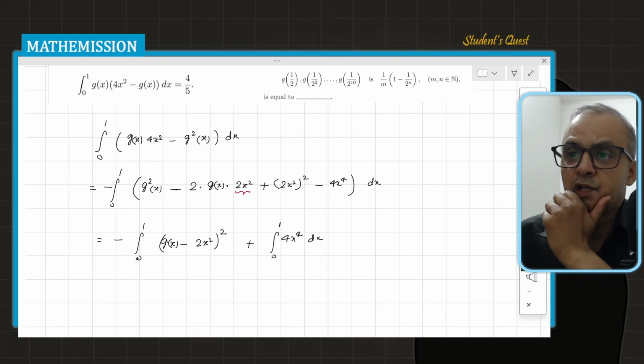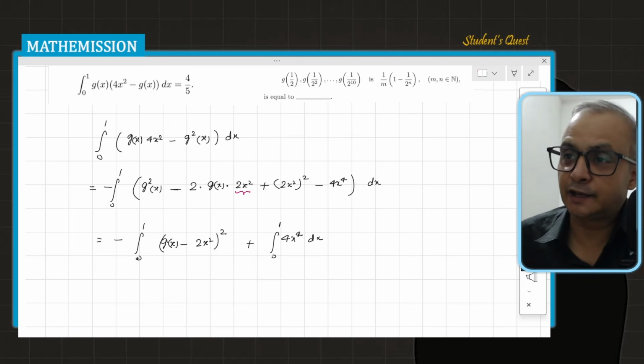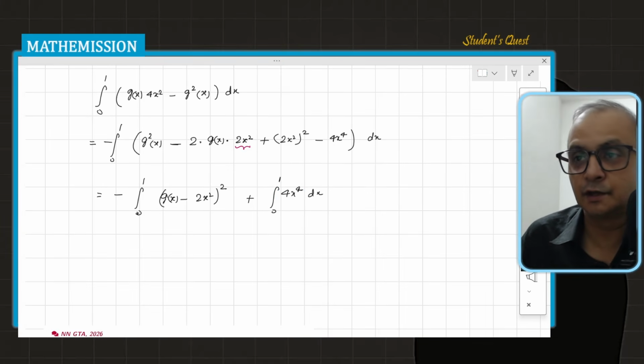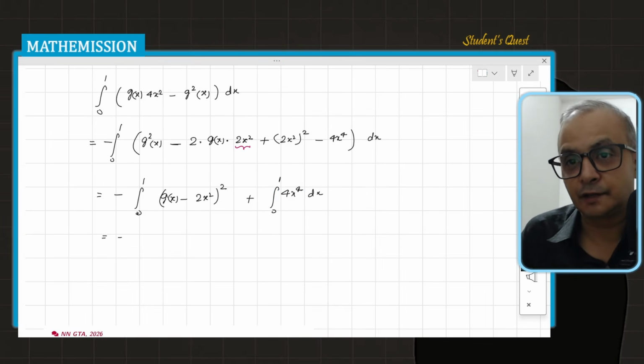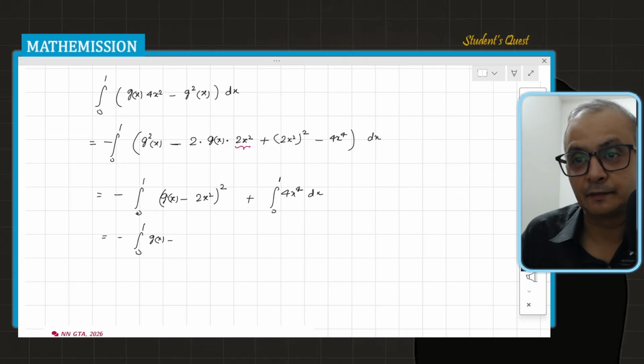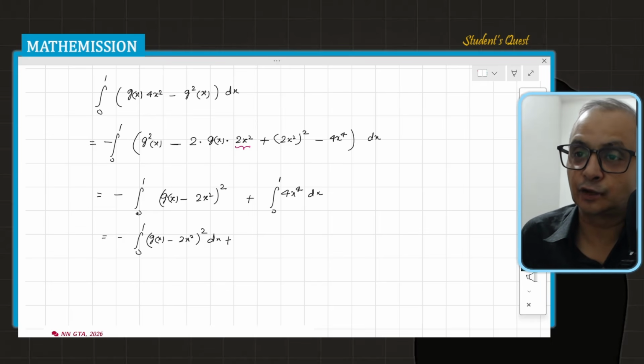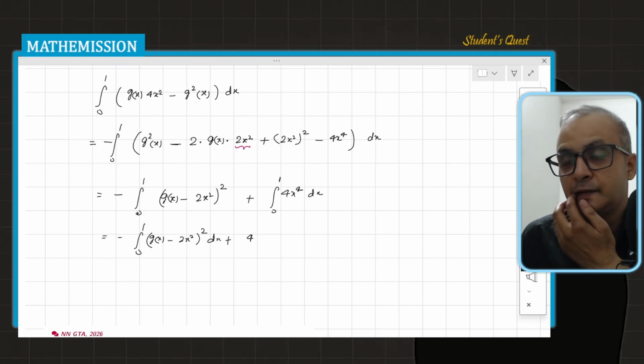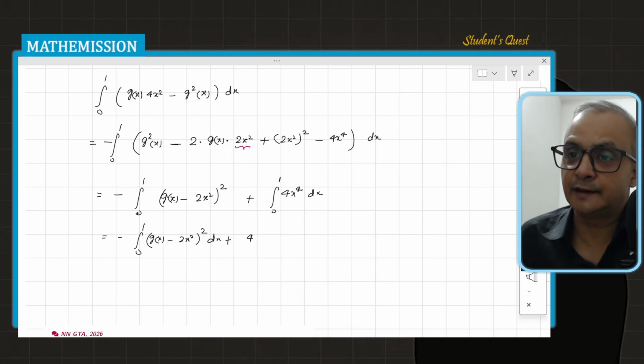Alright, so this integration is not so bad. We have done this kind of thing many times. So what we get is the integration here, 0 to 1 of (g(x) minus 2x squared) the whole squared dx, and this is going to be 4 times x to the power 5 by 5. So you can see there x to the power 5 by 5 from 0 to 1 will become 1 by 5, so it will become 4 by 5.